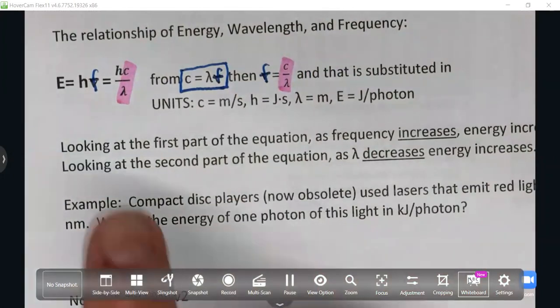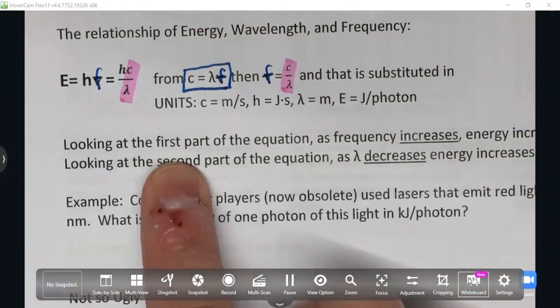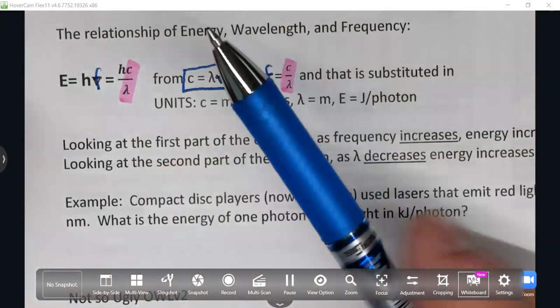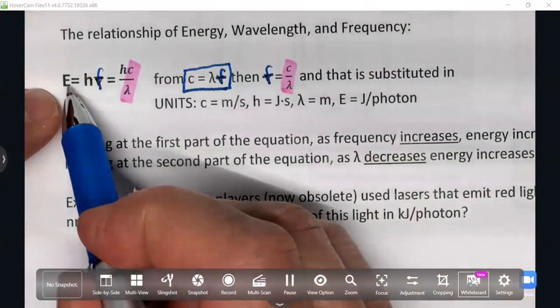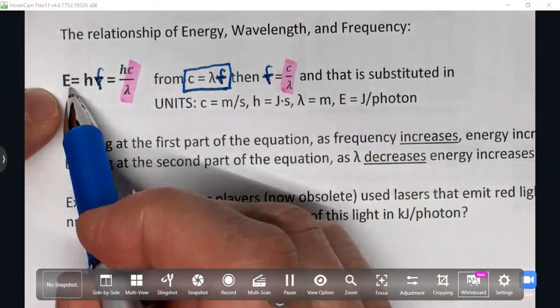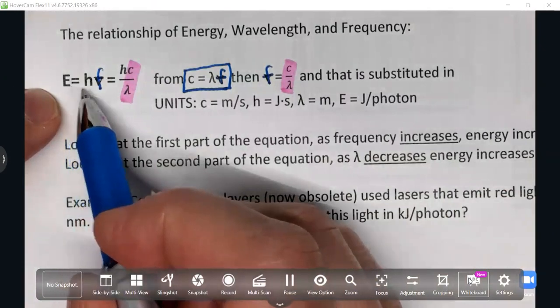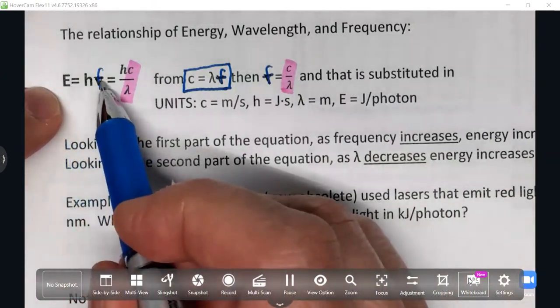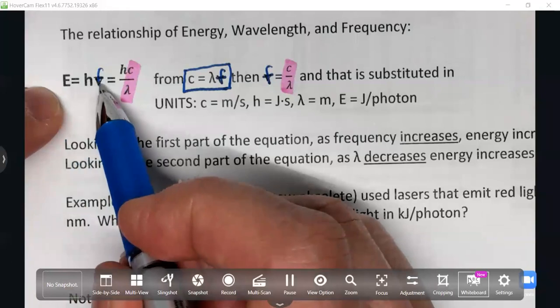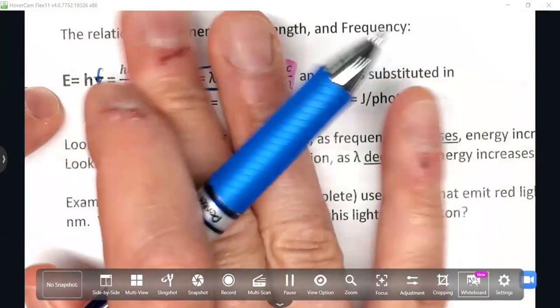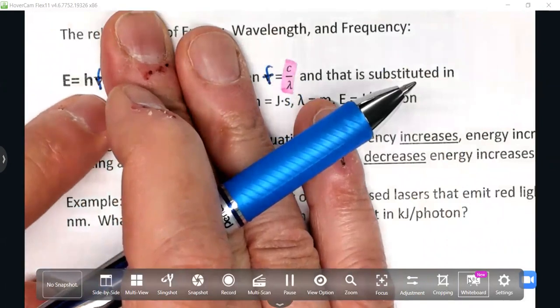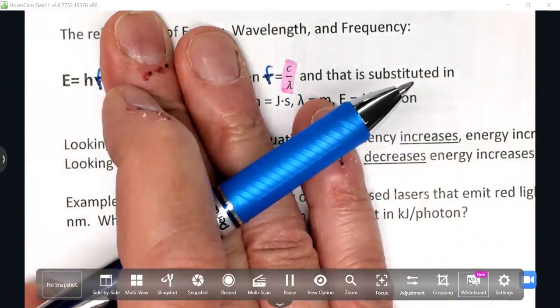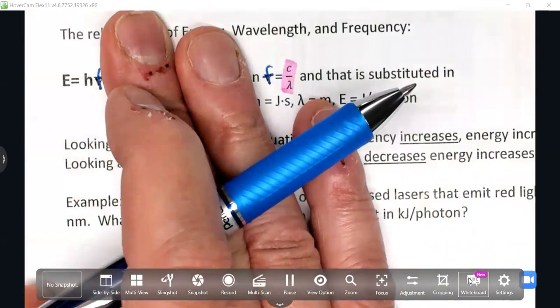So now, if you look at this equation right here, you know that energy is proportional to the frequency. If I just look at this much, this is what I've been talking about. The higher the frequency, the higher the energy, correct? The equation tells it to us right there.